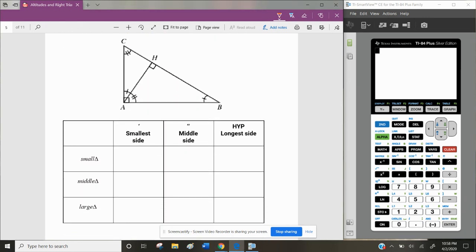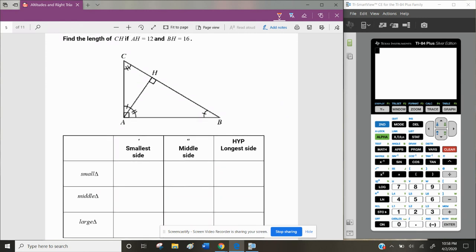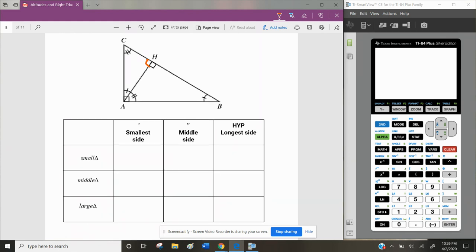So I've drawn a table, and it has the smallest side, the middle side, and the hypotenuse, which is the largest side. Before starting this question, I would mark all the angles with a single dash and a double dash, and label my little right angle there. Each triangle only has a double, a single, and a right angle to help me organize the sides. I can also think of them as small, middle, and longest side, where the hypotenuse is the longest side. And I'm going to be comparing three different triangles here: the small, the middle, and the large triangle.